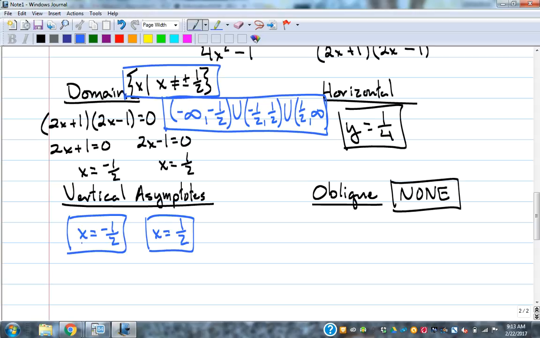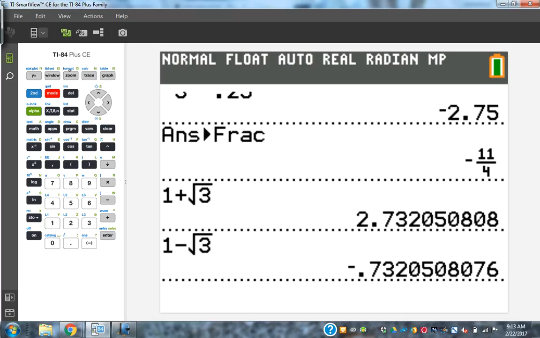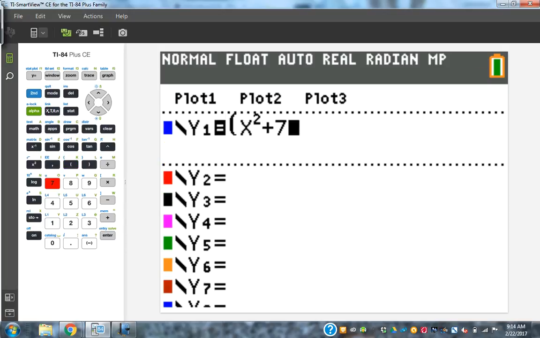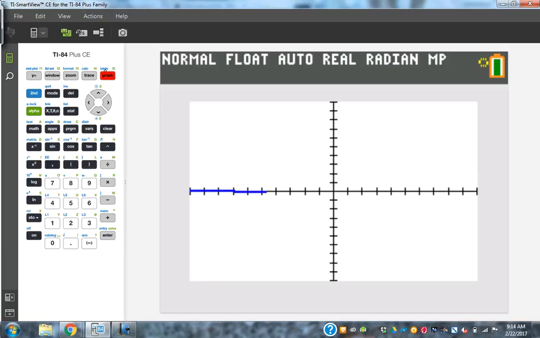Now, let's look at the graph of this whole problem to show what this stuff even means. What does it mean to be an asymptote? What does it mean for a rational function? So let's graph that. I'm going to hit y equals and parentheses. Since nothing's simplified, I'm just going to type in the original problem: x squared plus 7x plus 12, close the parentheses, divided by 4x squared minus 1. We'll hit graph. I'm going to show you where these things are.